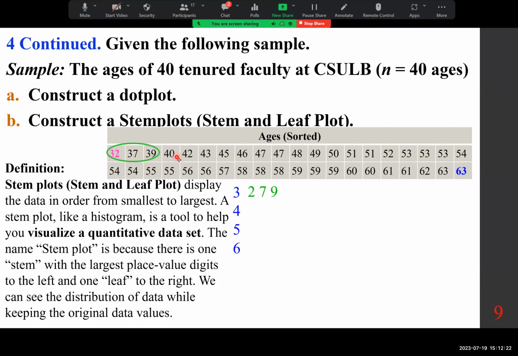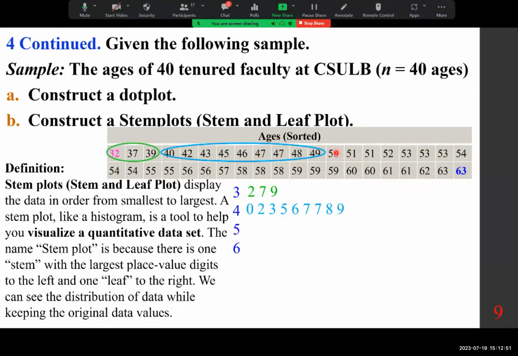If you look at this group, they are in 40s. So in front of 4, we're going to put 0, 2, 3, 5, 6, 7, 7, 8, 9. You have to repeat it. If it repeats 10 times, you have to repeat it 10 times. I'm going to assume everybody can figure out the rest again in the same manner.